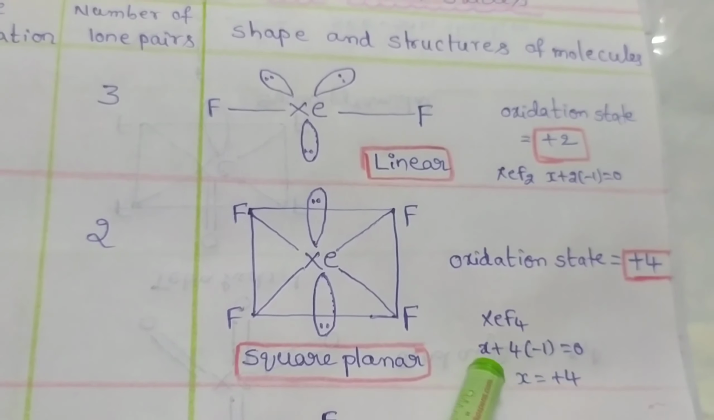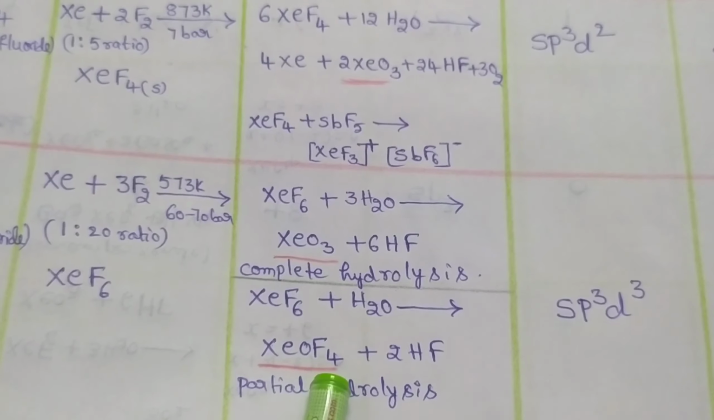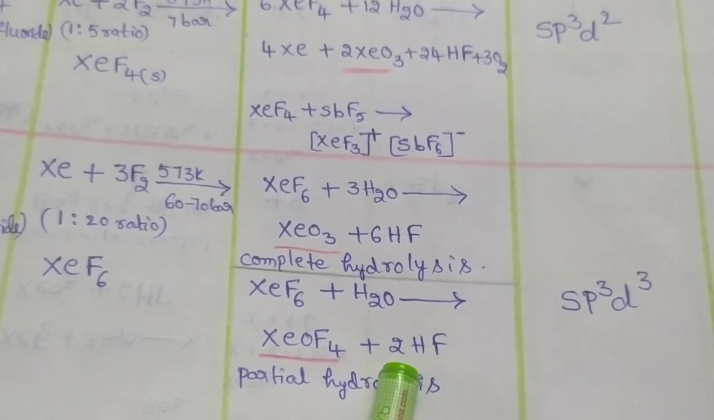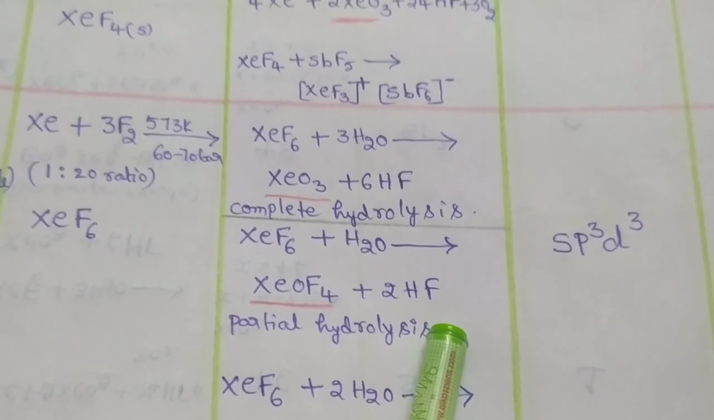Chemical properties: when xenon hexafluoride undergoes complete hydrolysis with water molecules, it forms xenon trioxide and hydrofluoric acid as final products. When xenon hexafluoride undergoes partial hydrolysis, that means it is reacted with 1 mole of water molecule, it forms xenon oxytetrafluoride and hydrofluoric acid.